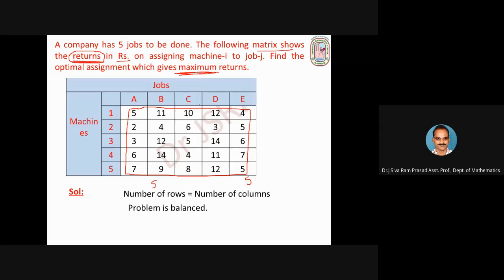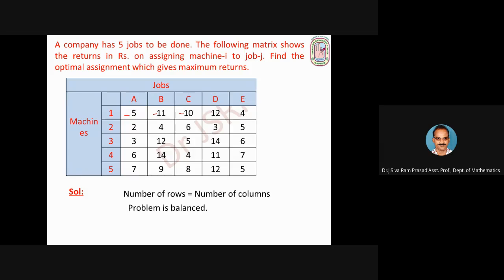So we have to convert this maximal assignment problem to minimal assignment problem. For that, we take the negative of the objective function. That means we take a negative of each entry. This is -5, -11, -10, etc. So you have to take a minus sign for each entry. So that is minimum of -j.